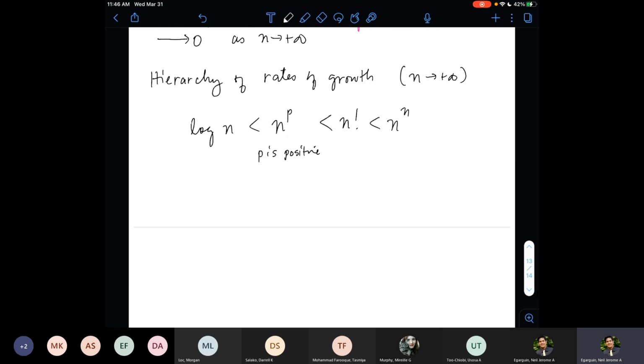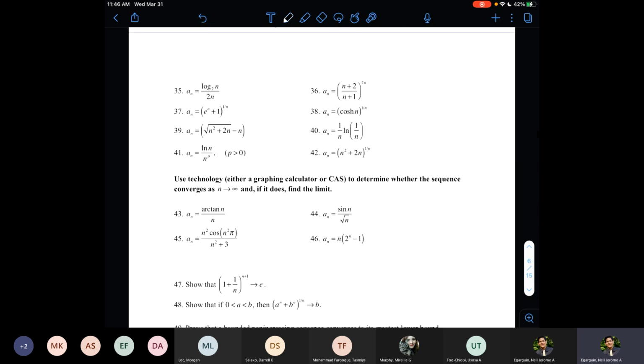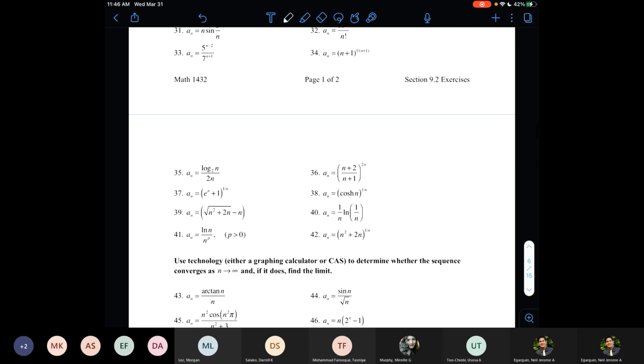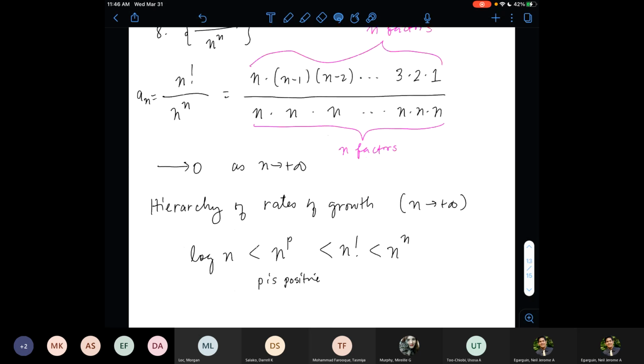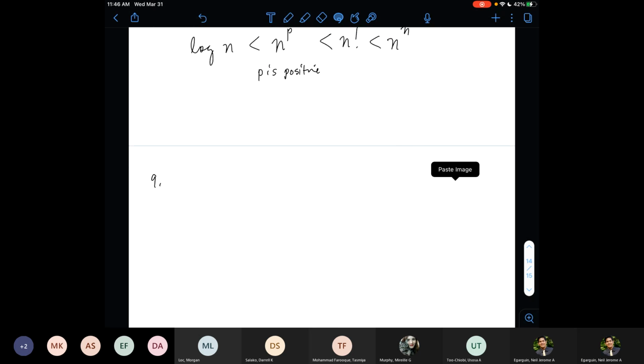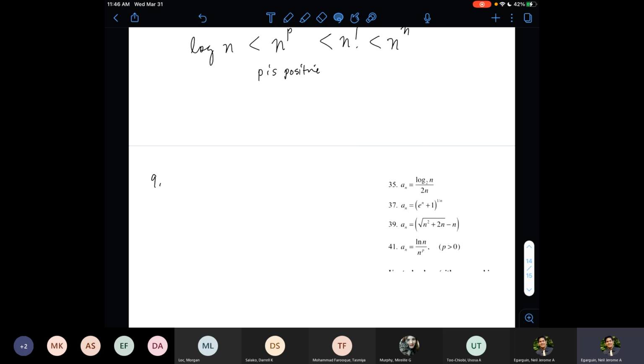So just to illustrate this, let's see problem 9. I saw some problem here. Let me see. Okay, let's see problem 35 and problem 41. Let me copy the entire thing. Okay, so let's see problem 35. So problem 35, we have a log of n to the base 2 all over 2n, right?